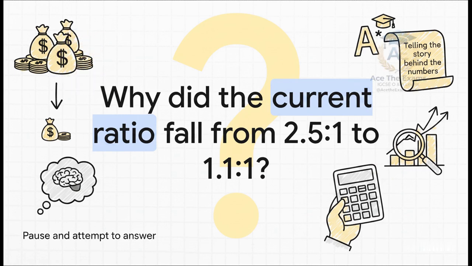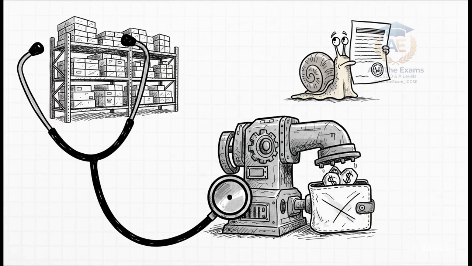You see, anyone can punch numbers into a calculator, but calculating the ratio is just your baseline skill. Identifying what a drastic drop actually means for a business's liquidity, that's the high-level AO3 analysis we're aiming for. True financial intelligence is telling the real-world story behind those numbers. So, did you guess any of these?